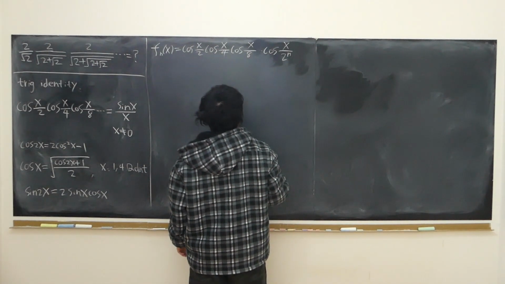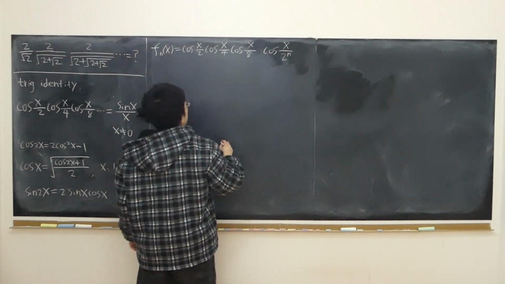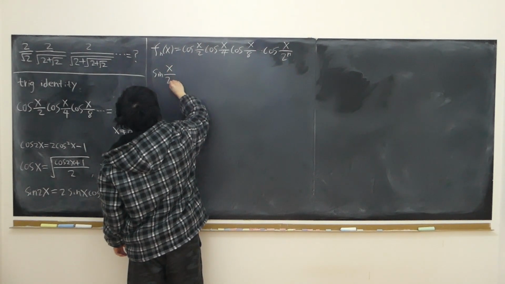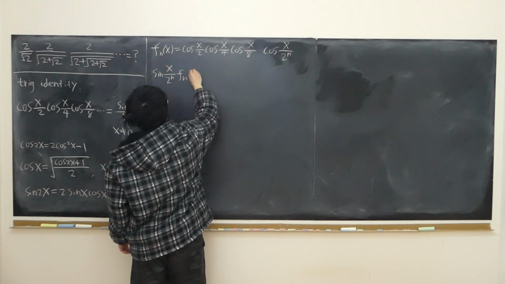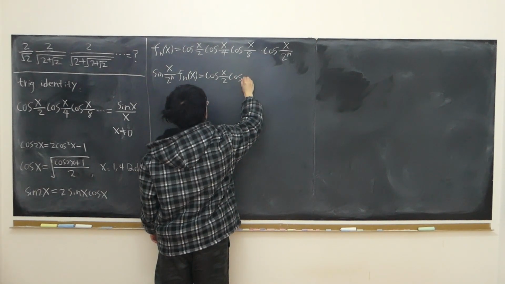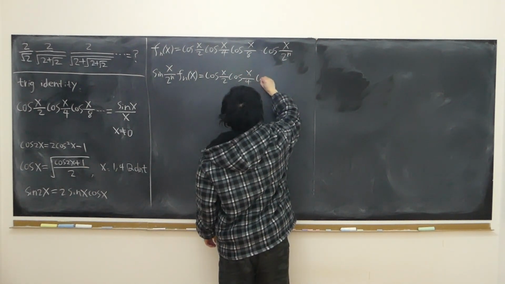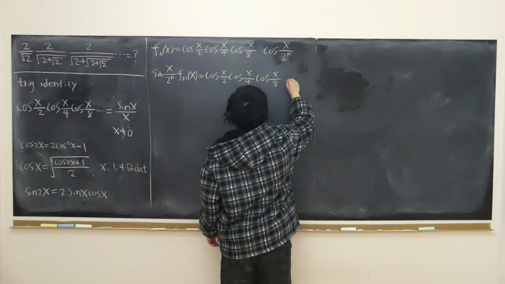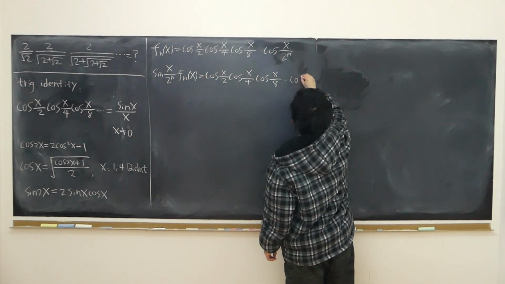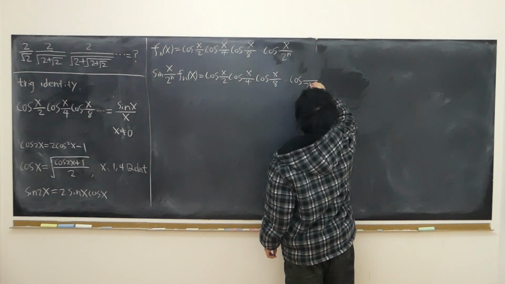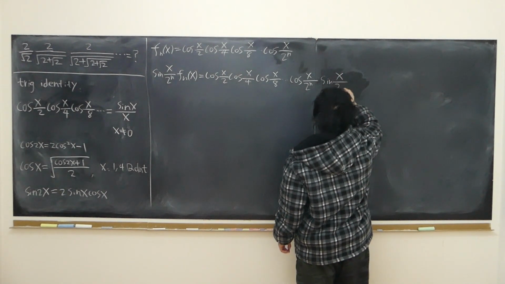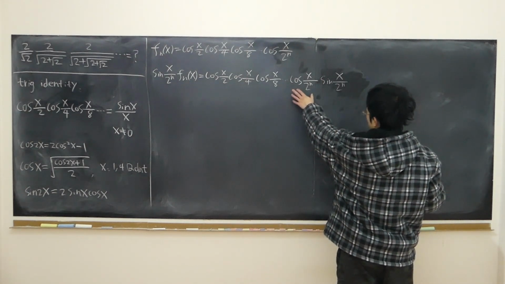Now I'm going to multiply both sides by sine of x over 2 to the power of n. Sine of x over 2 to the power of n times f sub n of x is now equal to cosine half x, cosine x over 4, cosine x over 8, all the way up to cosine of x over 2 to the power of n, and sine of x over 2 to the power of n. So now I can apply the double angle formula.